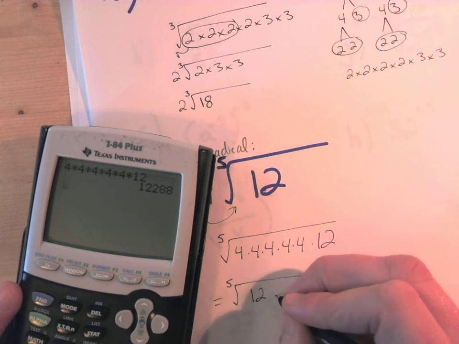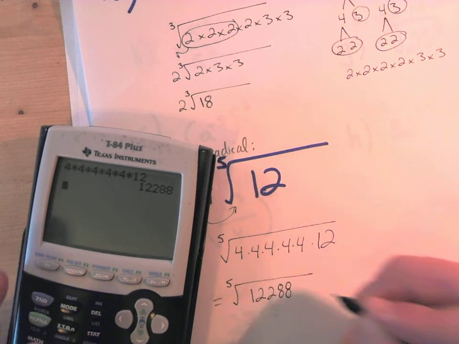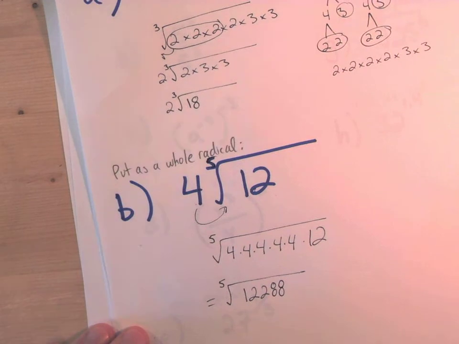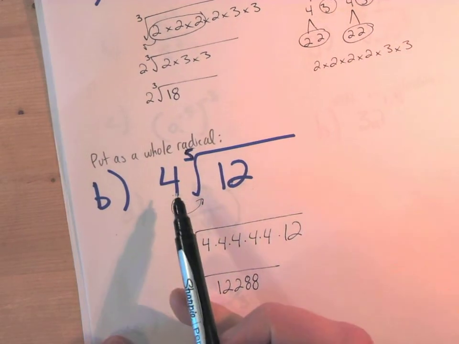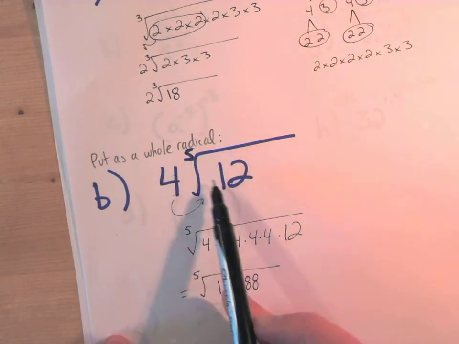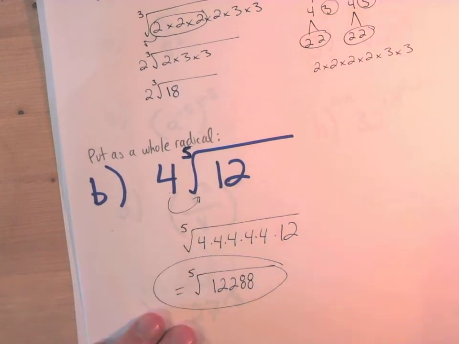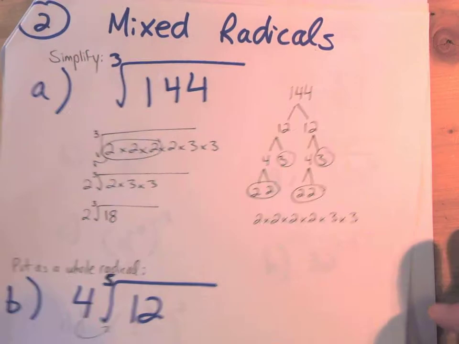So we have 12,288. So we have the fifth root of 12,288, which is the same thing as 4 times the fifth root of 12. We just put it in a different form. So that was chapter 2. That was our second section of this unit.